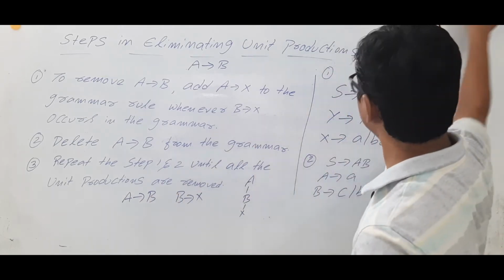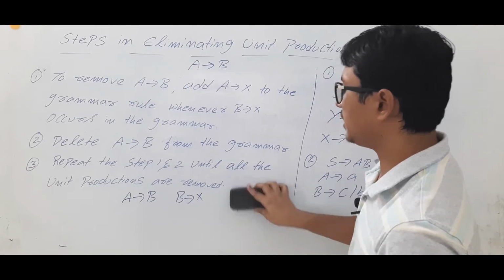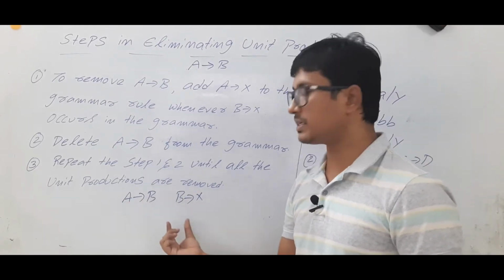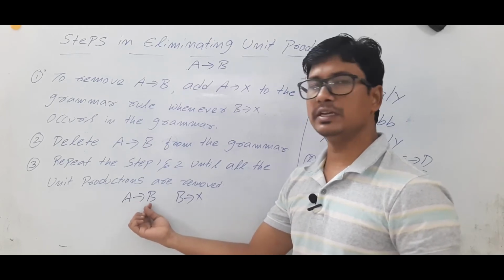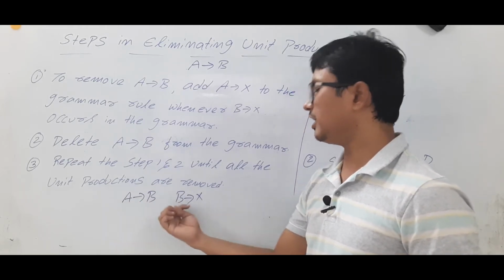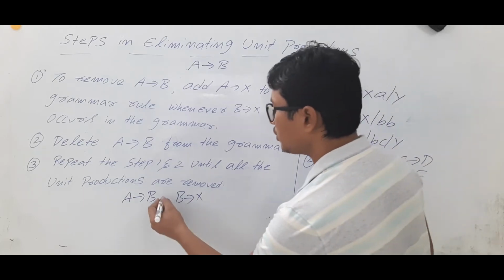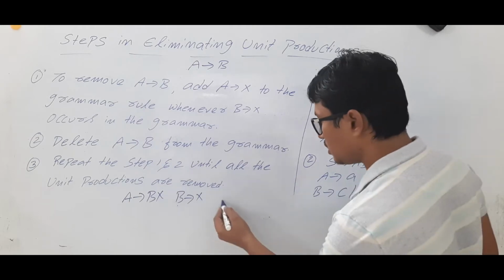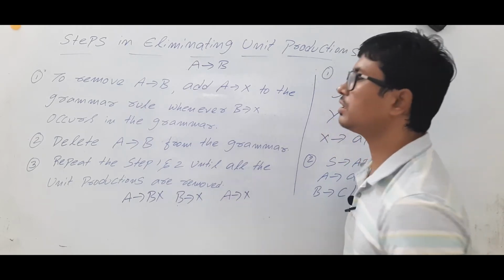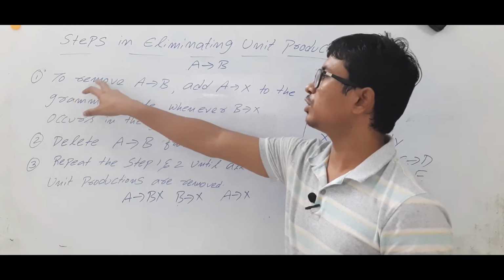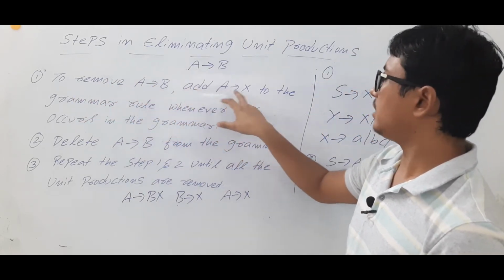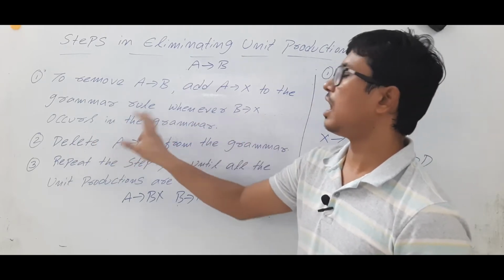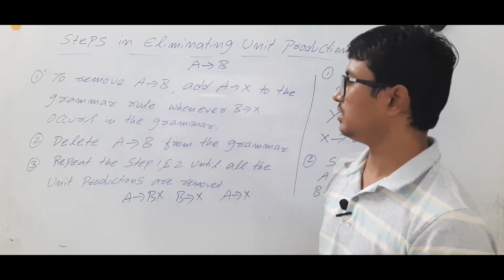If I remove A determines B, then I will lose A determines X, because A determines B is indirectly generating A determines X. So whenever you are removing A determines B, because B determines X is there, you add A determines X to the rule. To remove A determines B, add A determines X to the grammar rule whenever B determines X occurs in the grammar. So that is step 1.